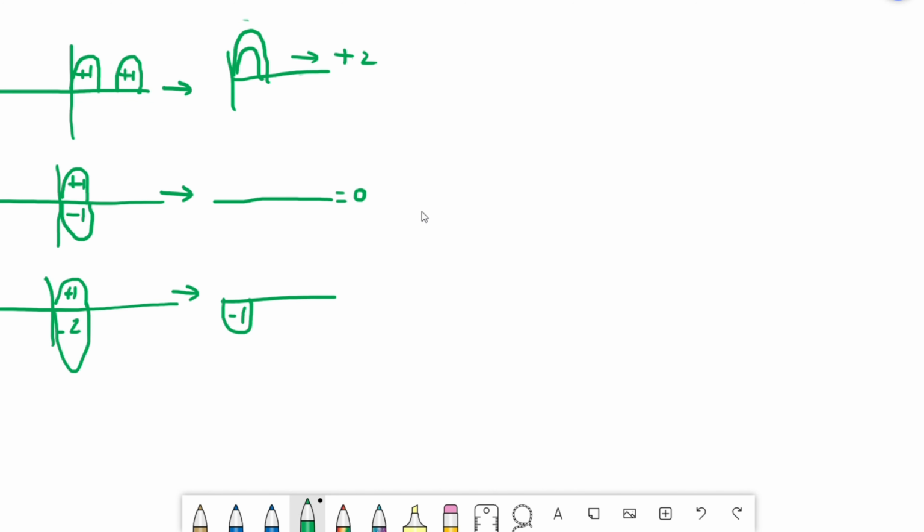Another example is, suppose there is a wave which has a displacement in the downward direction, minus 1, and another with displacement in the same downward direction, minus 1, then the resultant wave will be in the downward direction, minus 2. So these are the ways how waves interfere.